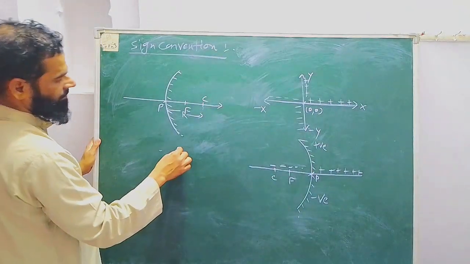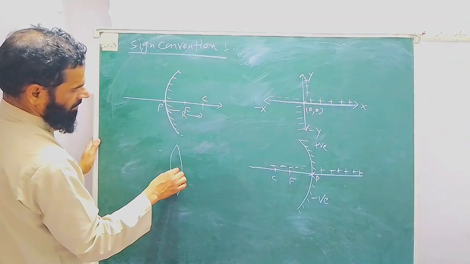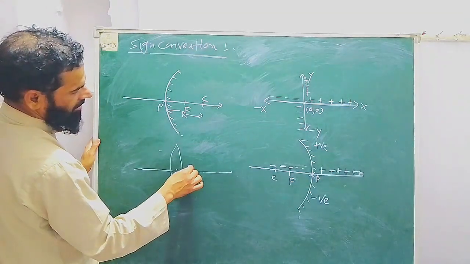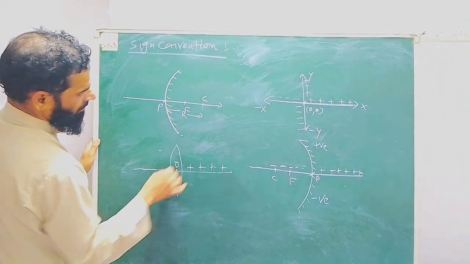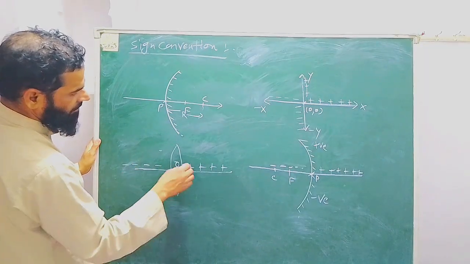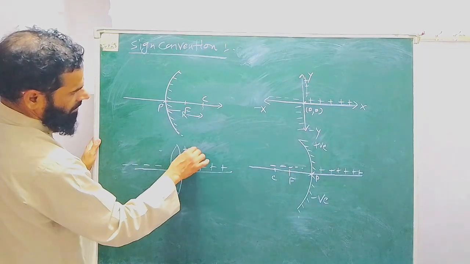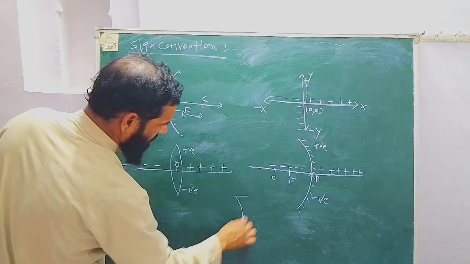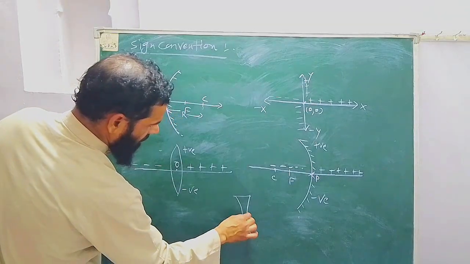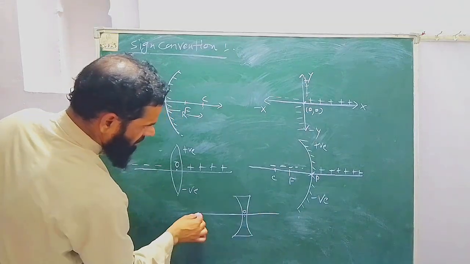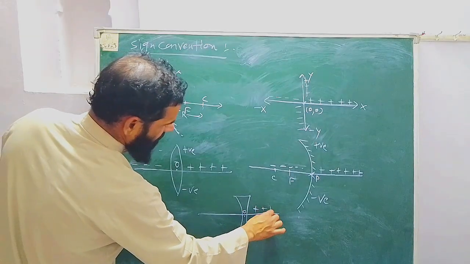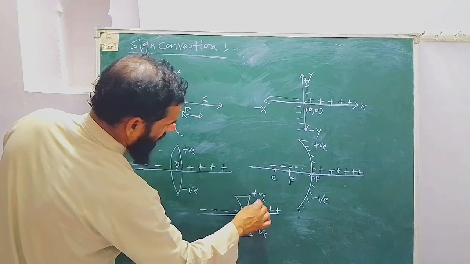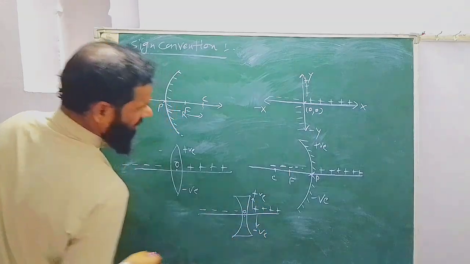Similarly, in case of the convex lens, this is the optical center and the principal axis. So here again we repeat the sign: this side positive, and the optical center, this side we take negative sign, and upward positive and downward negative. And similarly, in case of the concave lens, the optical center and principal axis, we take again positive, negative, positive, and negative. Upward direction positive, downward direction negative.